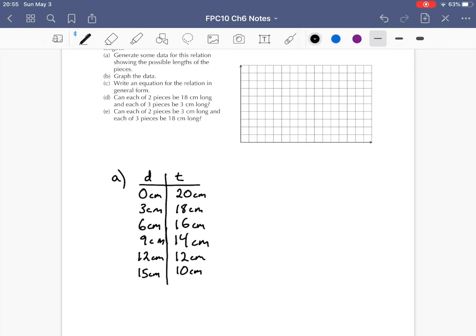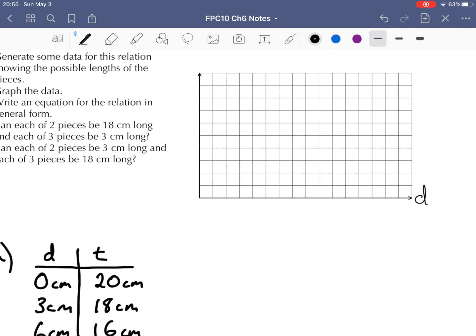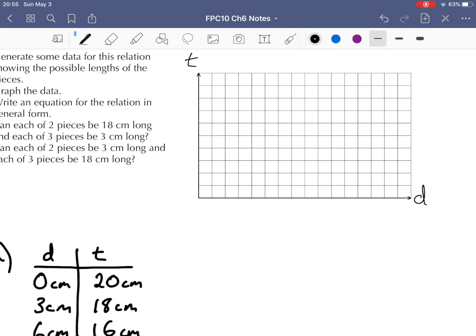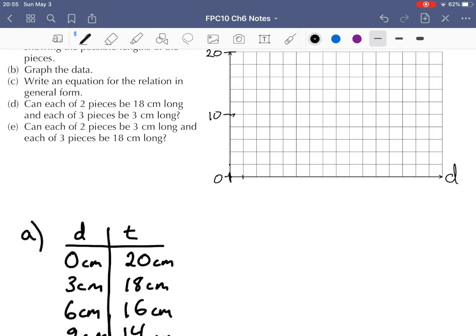So we're now going to graph this out. I'm going to erase this guy right here. Let's graph this out. My independent variable is my 2 pieces, how long they are. And this is my 3 pieces. Now my 3 pieces go up to 20. So I have to go 0, 10, 20, 2, 4, 6, 8, 10, up to 20. My 2 pieces, I have to count up by 3. So I'm just going to count up by 3s.